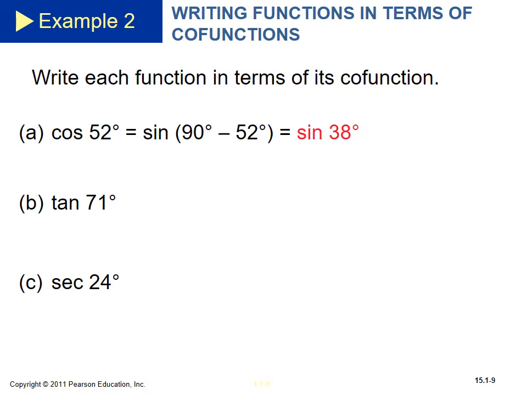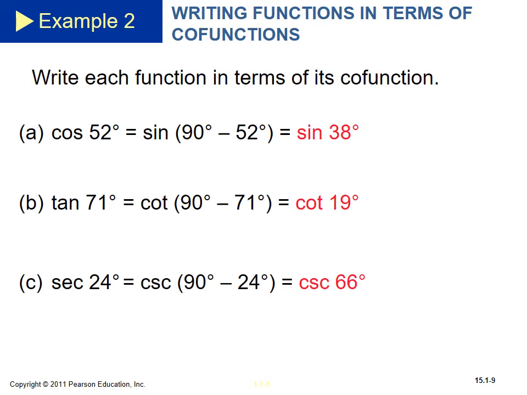The tangent of 71 would be equal to the cotangent of 90 minus 71. So that would be cotangent of 19. The secant of 24 would be equal to the cosecant of 90 minus 24, which comes out to 66, cosecant of 66 degrees.